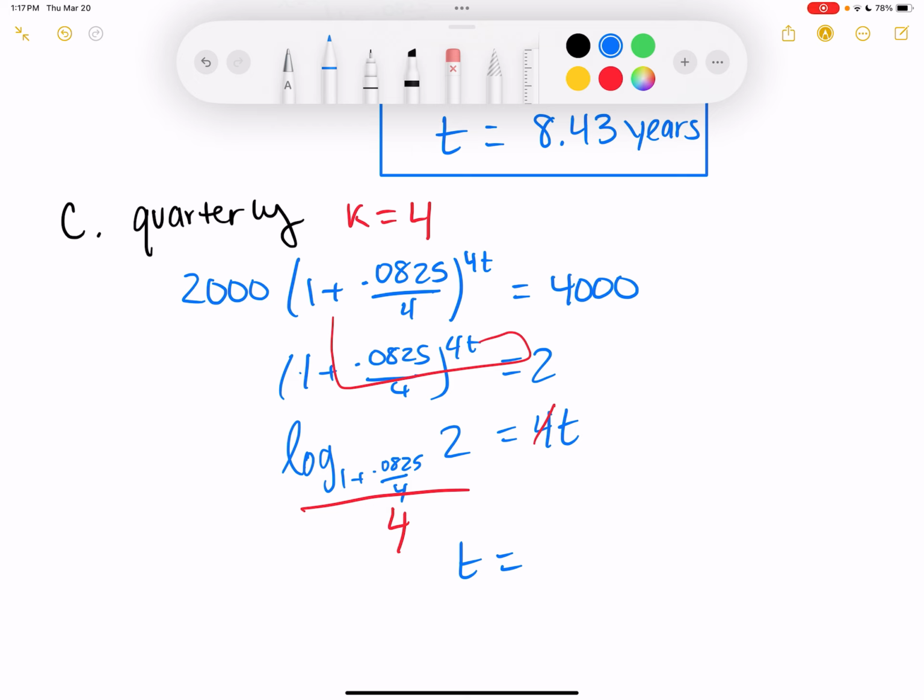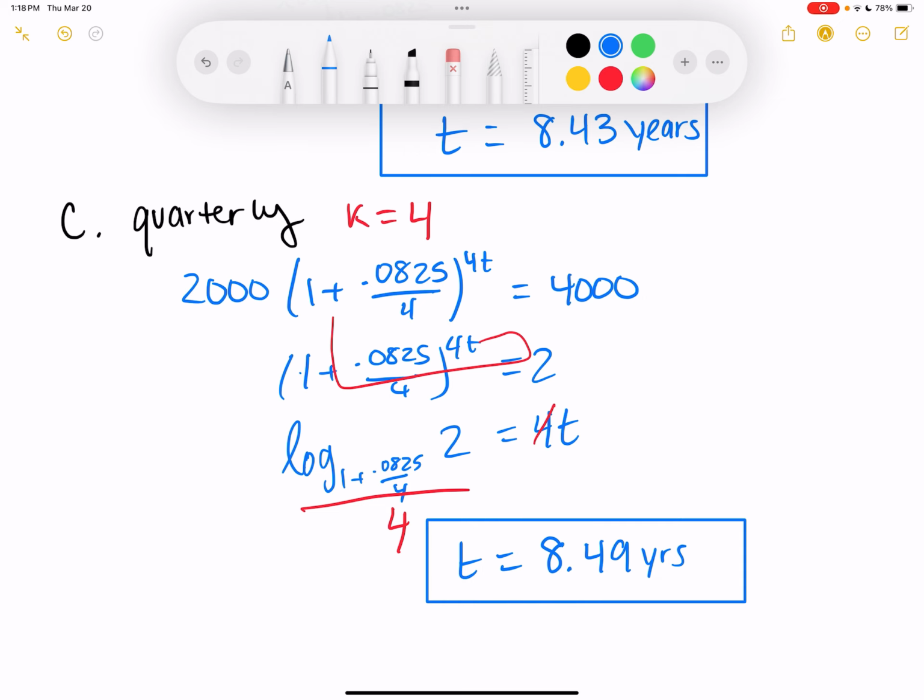Take me a second. Do you already have it, Josh? Just say it. 8.49. See if I get the same thing. Just make sure she knows how to type it in. Yeah, she's gonna be like 8.4, and then just stop. Okay, I got it.